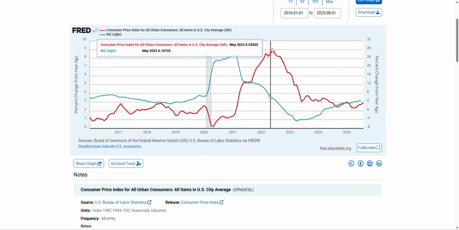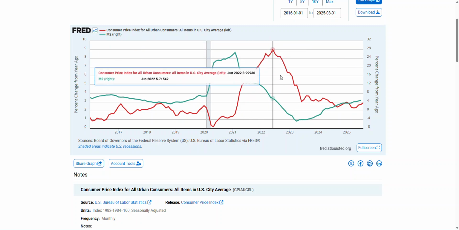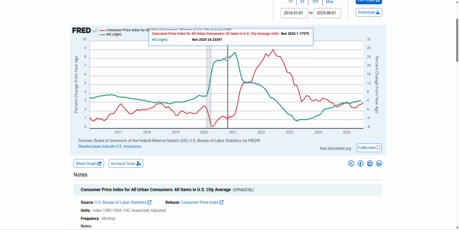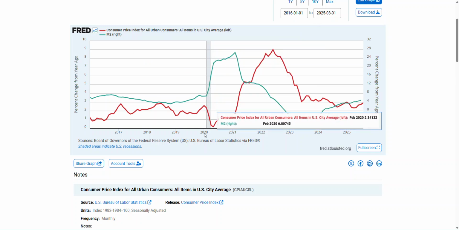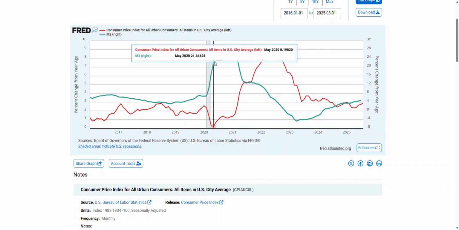Now we're up to 8.99%. Hey, call it 9% inflation during that month, but very high inflation. And what do we see ahead of time? Money supply increased. And this was the pandemic recession. And we spent money like crazy.